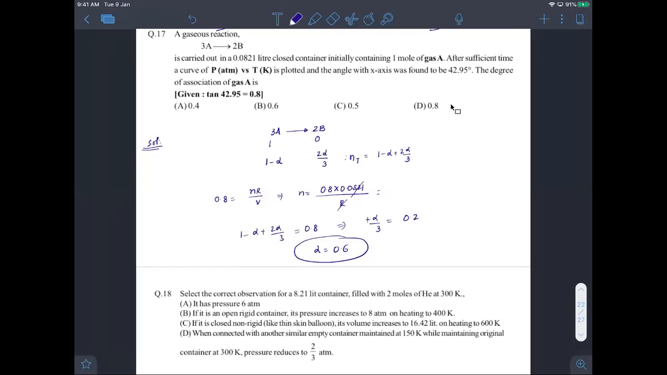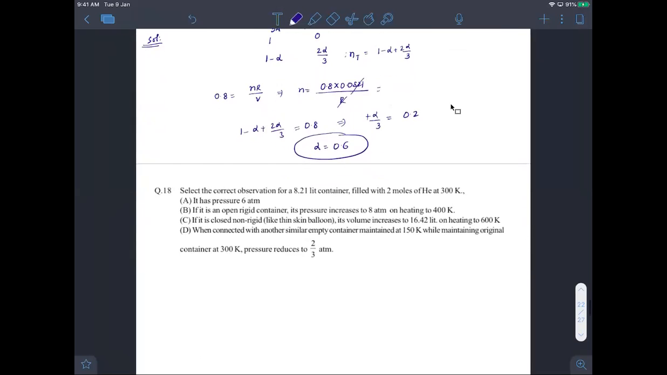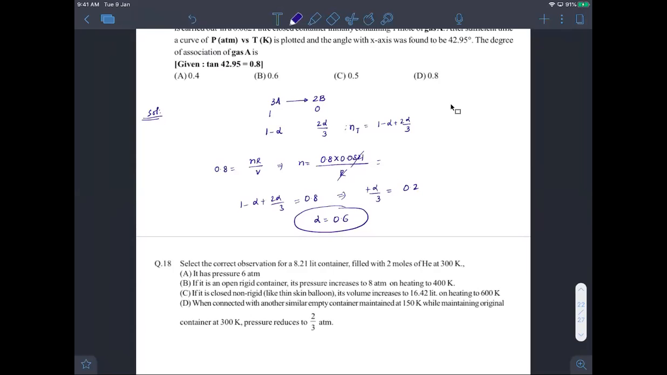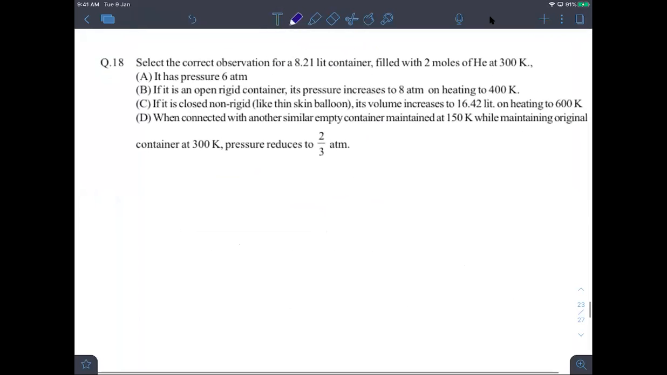Finished? Any doubt there? Shall we go ahead, everybody? Ranveer, did you get that, beta? Yes, sir. Try the next one.